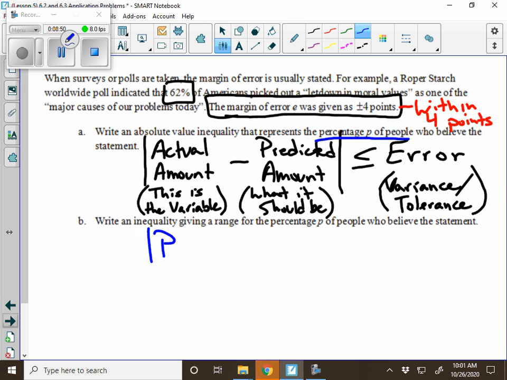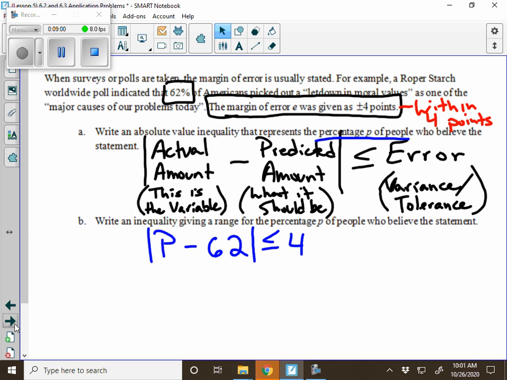So the percent minus what it should be, which is 62%, has got to be within 4 points. Real quick, let's think about what that should be. If 62 is what it should be, but I have this tolerance of 4 points, plus or minus, what's our top end? And what's our lower end?